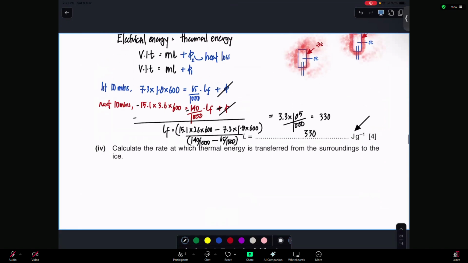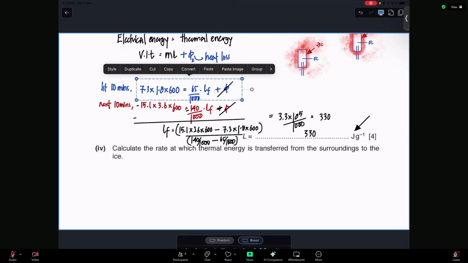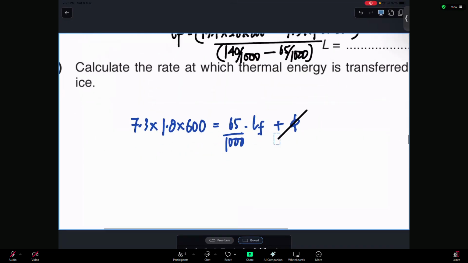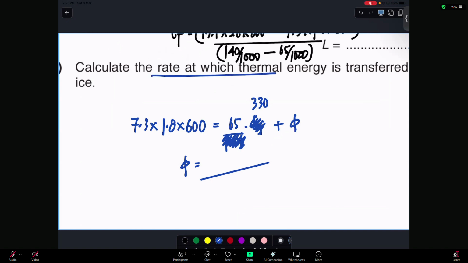Calculate the rate at which thermal energy is transferred from the surrounding to the ice. How will we do this? We're going to take any one of these equations and find what here? The phi, right? Once you know the phi, phi is what? Heat loss to the surrounding. And what will the value of LF be here? 330, and the 8000 is not needed because we're doing the whole math in what? Grams. So you get a phi, and what do you divide that phi by? 600. Why? What do they want? The rate, isn't it power? So divide by 600.